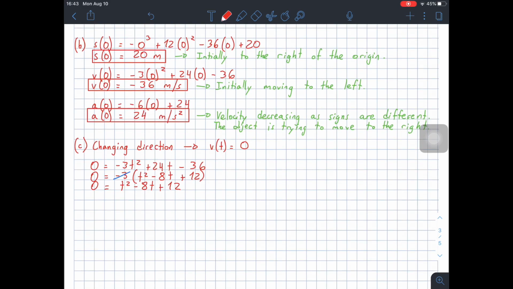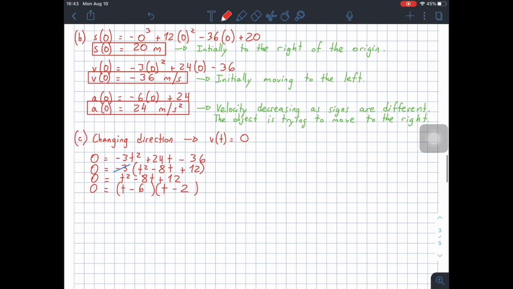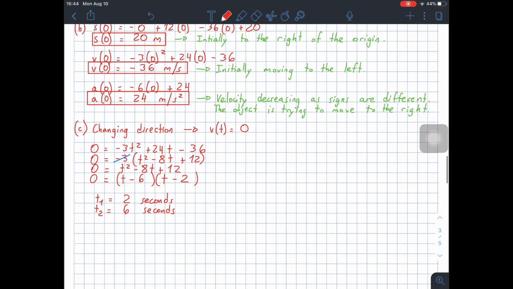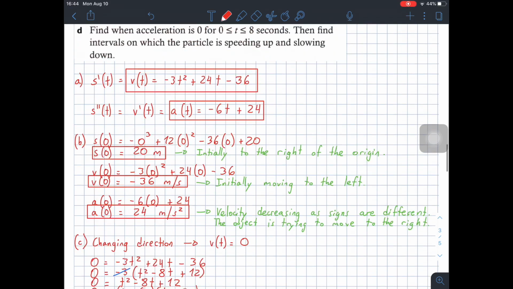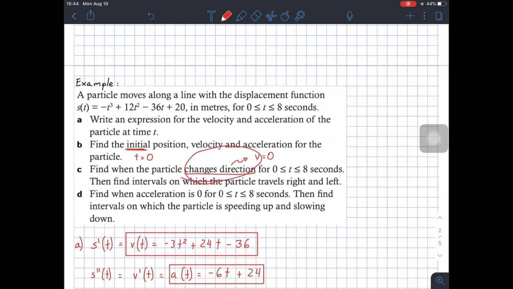We can apply case 5, multiply, add. A pair of values that multiply to give positive 12 and add to give negative 8. That pair of values in this case is negative 6 and negative 2, right? So t minus 6 and t minus 2. That means that the first time in which the object is at rest is at 2 seconds. And the second time in which the object is at rest is at 6 seconds. Okay, so that's the first part where we're asked to find when the particle changes direction. So we get two values, 2 seconds and 6 seconds. Both of those values are inside the interval.